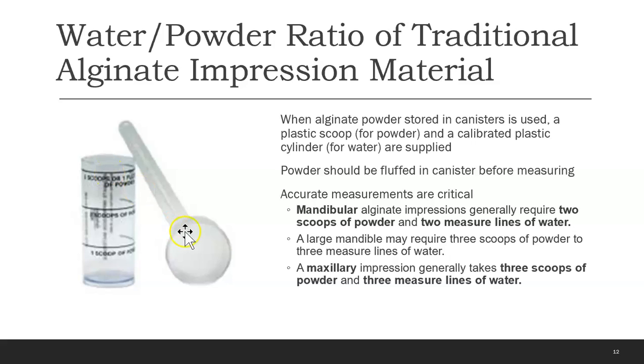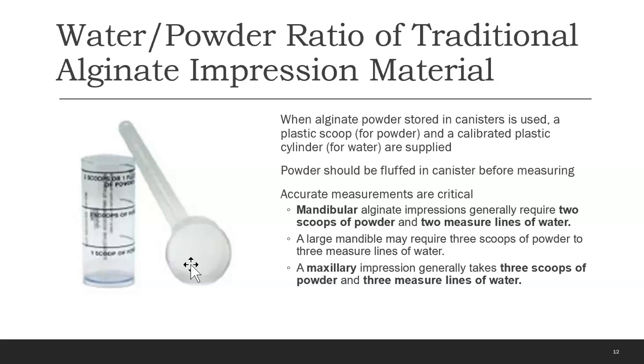And so it actually needs 3 scoops of powder and also 3 lines of water. Okay, so 3 lines of water and 3 scoops. So it's a 1-to-1 ratio. Now, when you're using the powder, be sure to fluff the canister, so turn it upside down several times before measuring with the scoop.